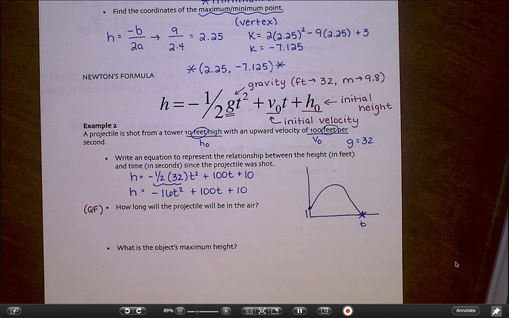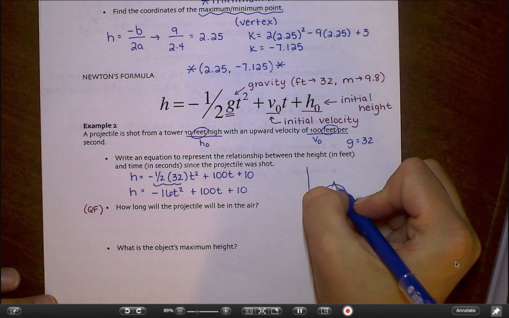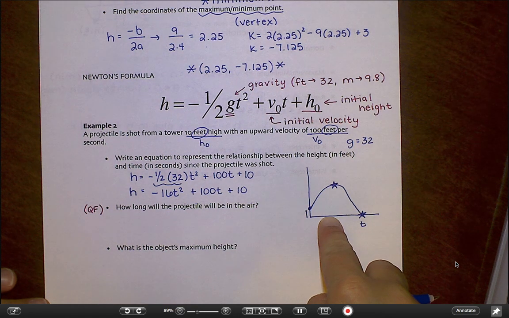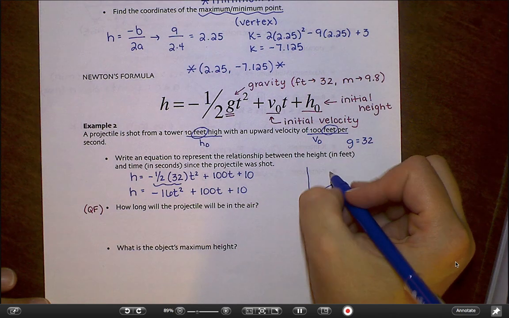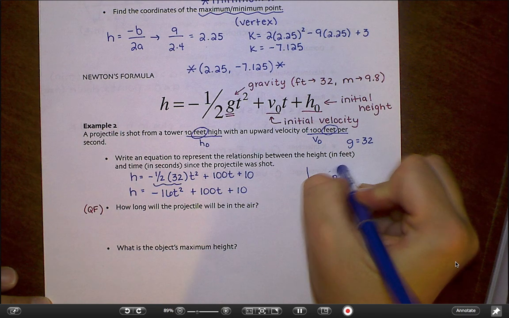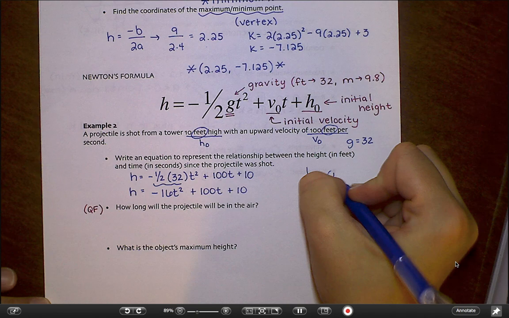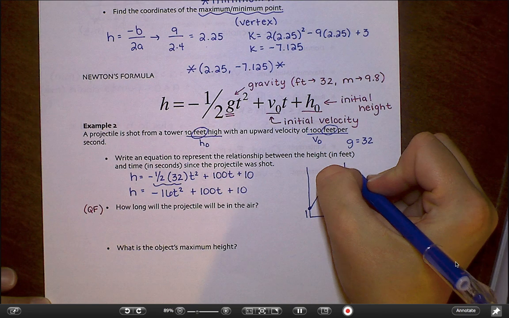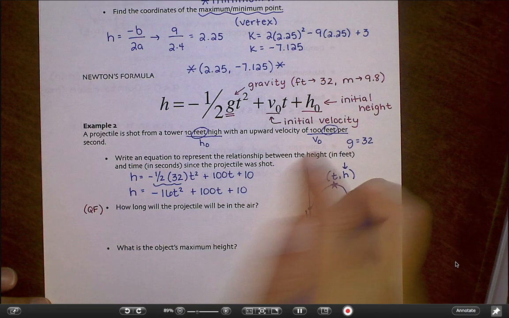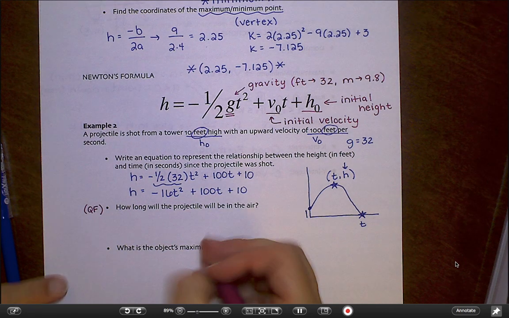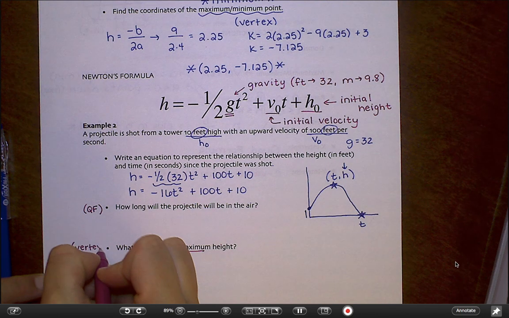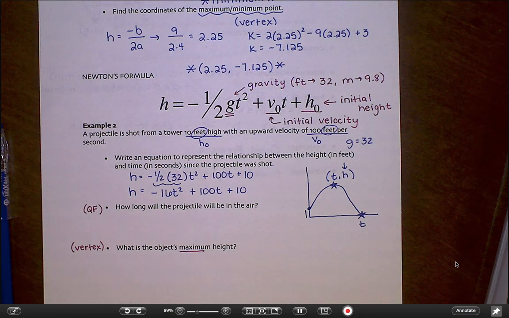And then, for example, what is the object's maximum height? Well, here's the maximum, right? And that maximum is going to have a t value for time, and then there's going to be an h value for height. So t comes first: t comma h. This is the maximum height that I'm looking for. So really I'm looking for the k value from the vertex. Anytime I'm talking about the maximum, I'm talking about the vertex of the parabola. And you just have to decide whether it's h or k from the vertex that you need.